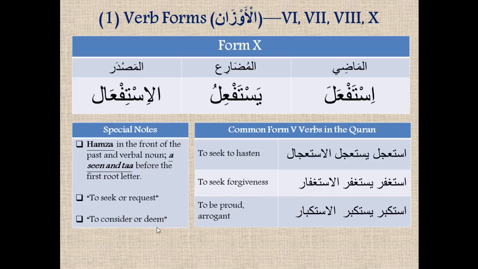Some examples of form 10 verbs found in the Quran. Ista'jala yasta'jilu al-isti'jal, which means to seek to hasten. The form 1 verb means to hasten. Put in form 10, ista'jala means to seek to hasten.